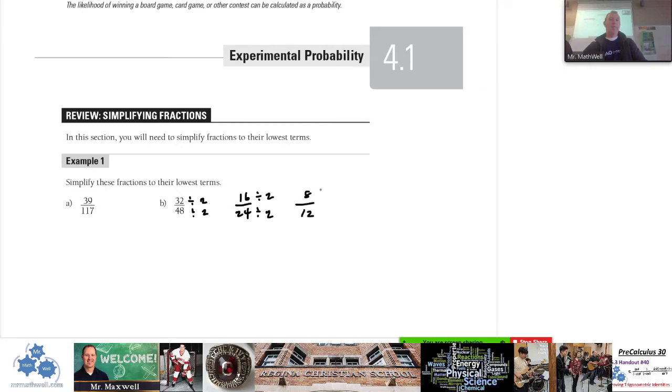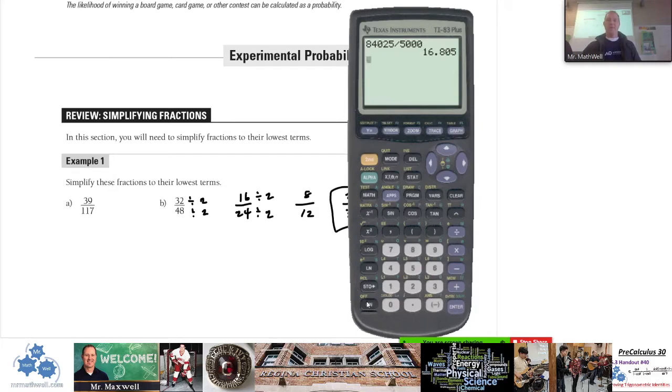Well, I can keep going, or I could get smart here and pick the largest number that will divide into both of these evenly, and that's how I can get to my very simplest form. So if I take 4, I get 2 over 3, right? Did I do that right?